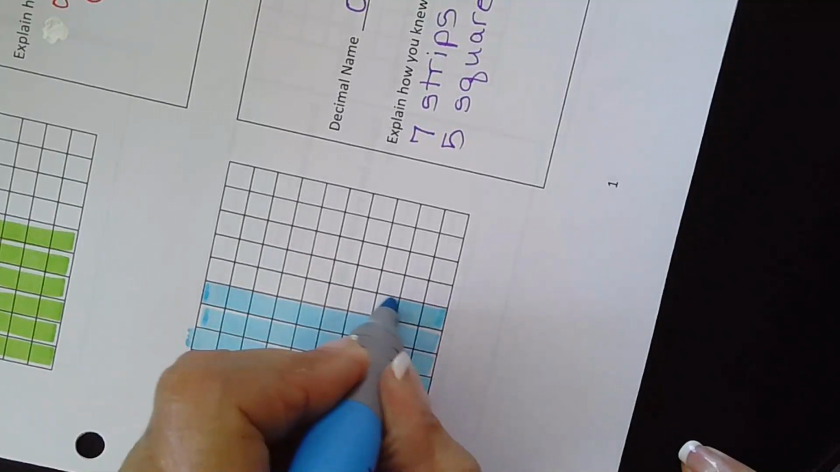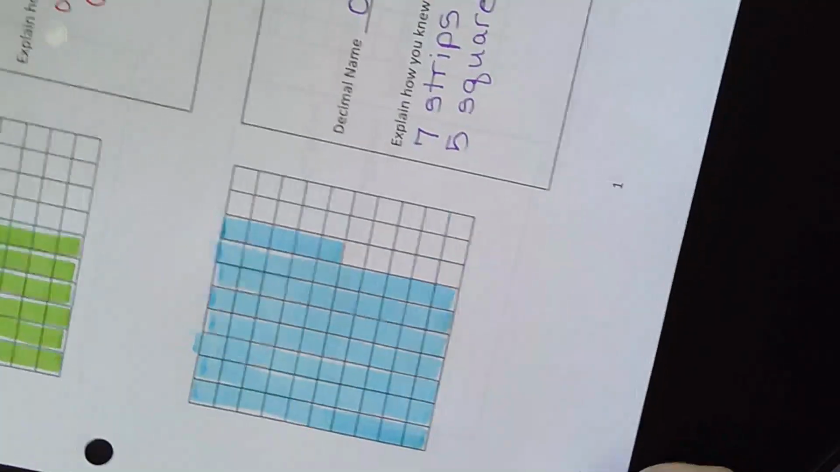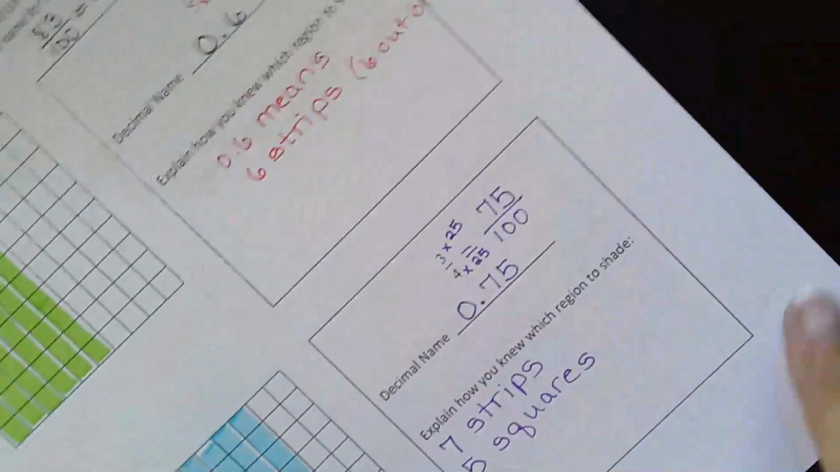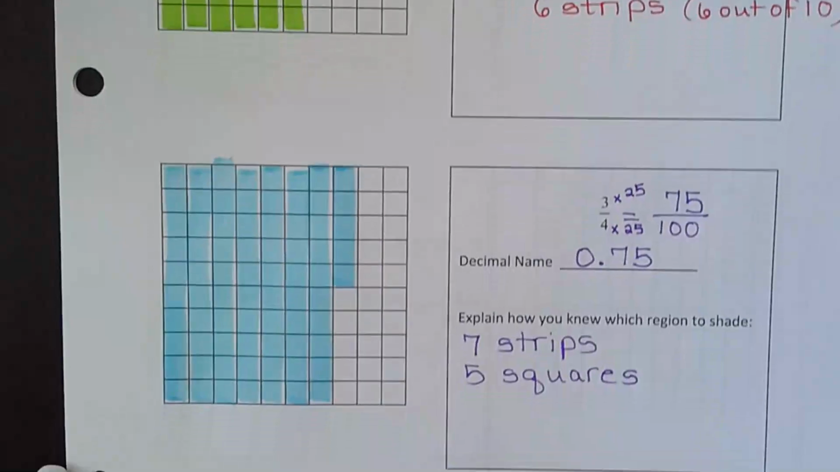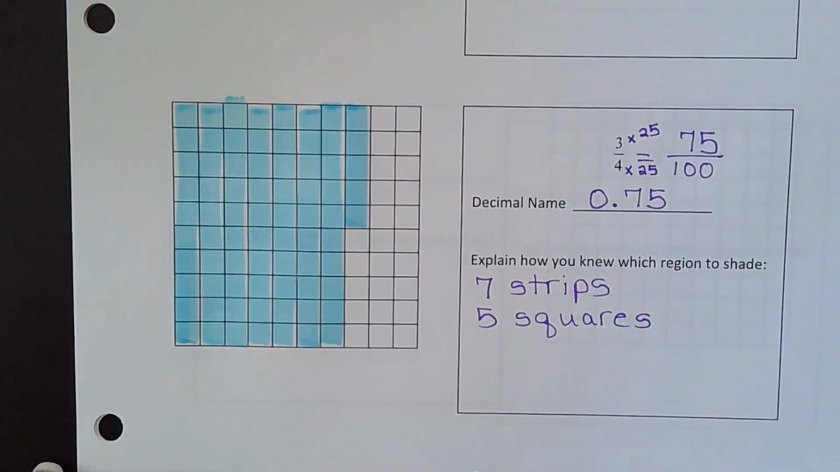So 1, 2, 3, 4, 5 strips. Nope, 7 strips. 6, 7, and 5 squares. 1, 2, 3, 4, 5. There we go. There is our very beautiful 7 strips and 5 squares, which represents 75 hundredths, but it also represents 3/4 of the picture is shaded.